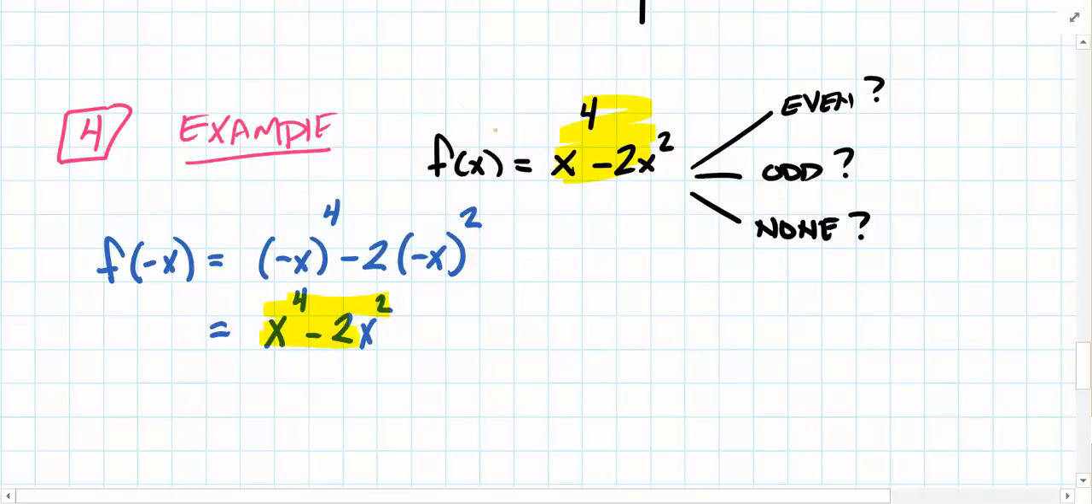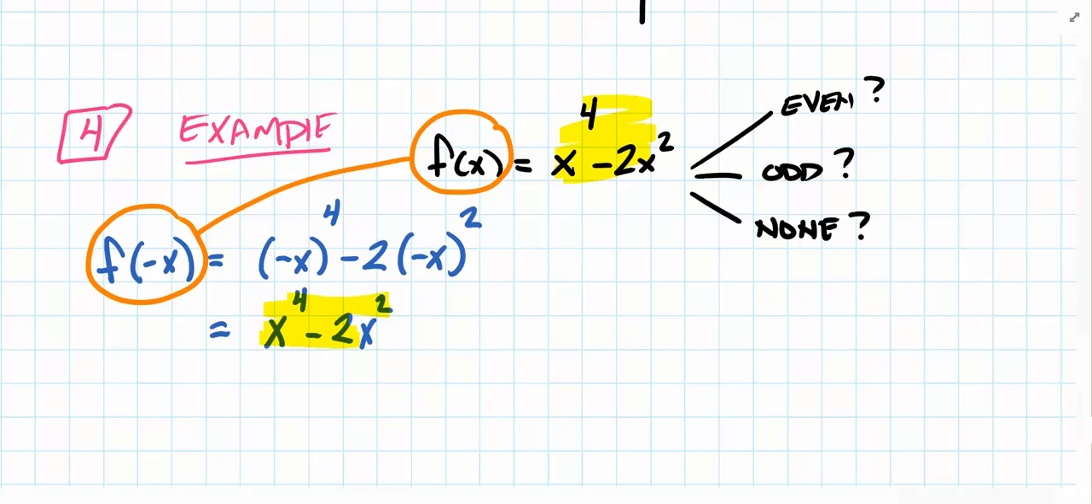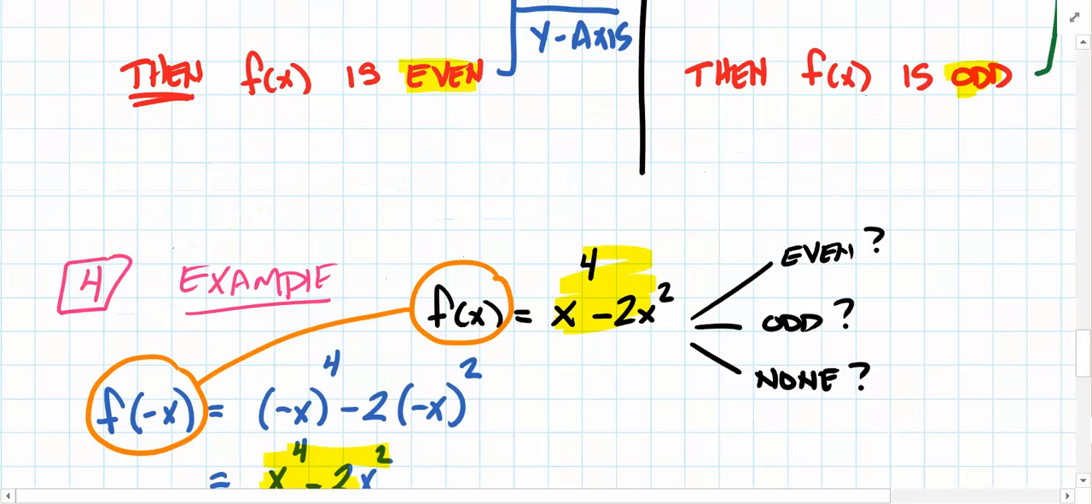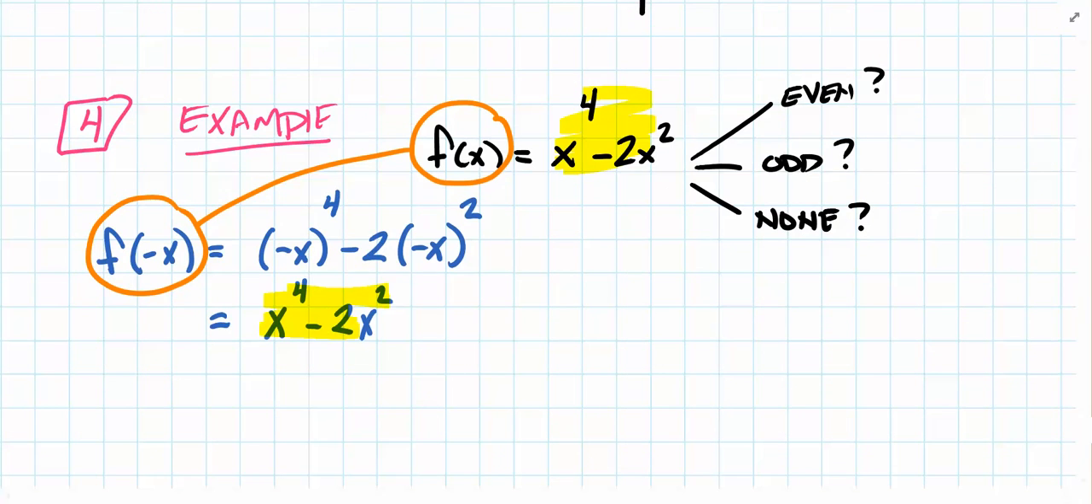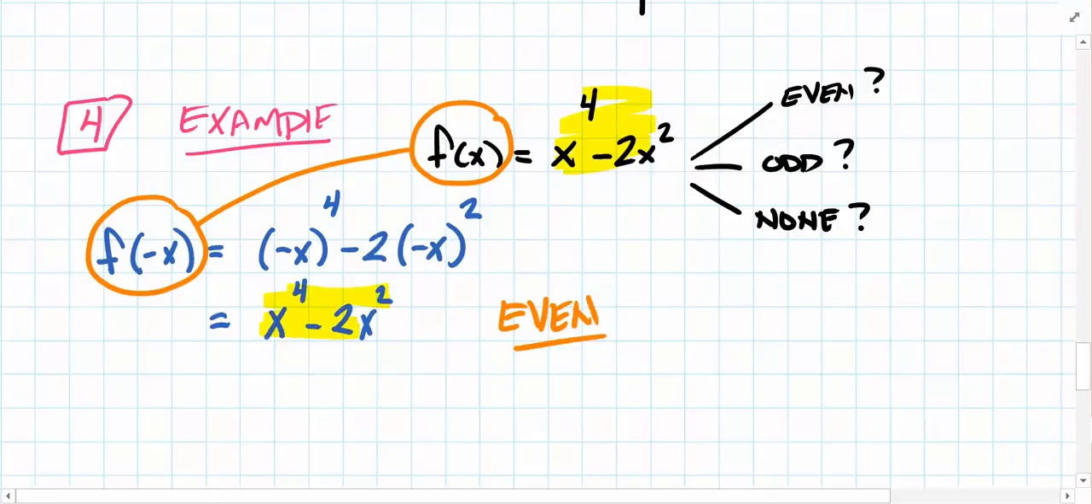Now let's go back to the definition. If f of negative x is the same thing as f of x, what must this function be? Even. It must be even. Okay, this is an even function. Now, I'll get to your question in just a second. I want to show you something. If this is an even function, what would I expect the symmetry of this function to be? It should be symmetric with the y-axis.